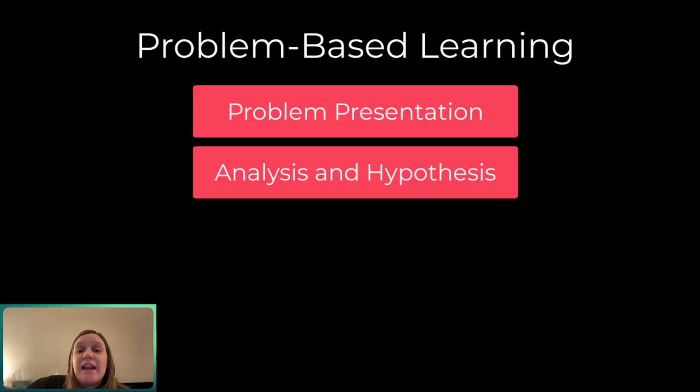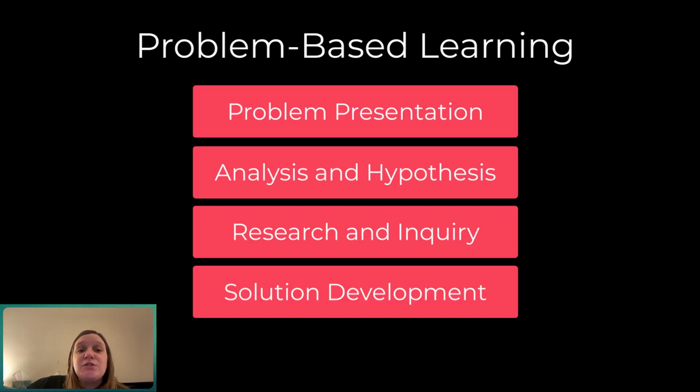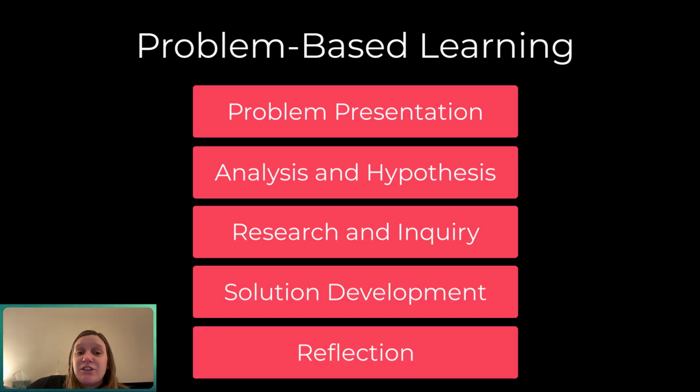The process of problem-based learning includes problem presentation, analysis and hypothesis, research and inquiry, solution development, and reflection. Problem presentation introduces a challenging problem. Analysis and hypothesis identifies what learners already know and proposes initial solutions. Research and inquiry allow the learner to investigate the problem deeply.